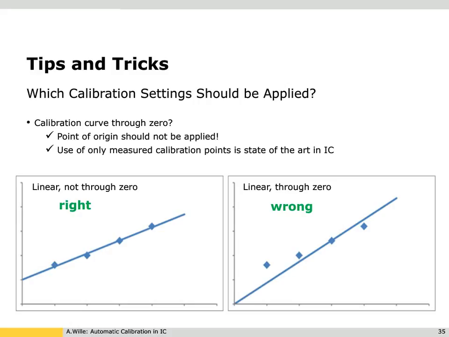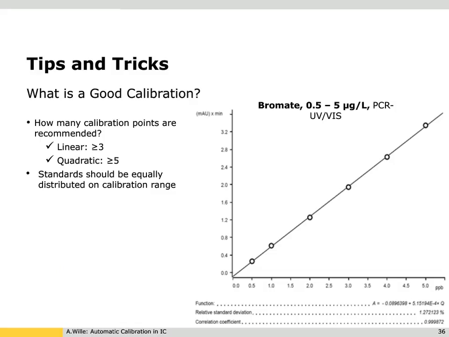What is a good calibration? How many calibration points are recommended? If you use a linear calibration curve, I would say minimum 3. For quadratic, minimum 5 calibration points are recommended, and they should be equally distributed in the calibration range. You see here an example for bromate with the triiodide method, post-column reaction, UV-vis detection, 0.5 to 5 microgram per liter. So an excellent calibration also here, and the points are really equally distributed.